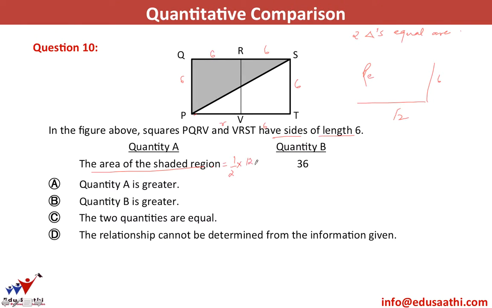Area of the rectangle would be length into width. So length into breadth is the area of the rectangle, and half of it will be this area. If I just do it, it is 36. And quantity B is also 36. So my answer will be that the two quantities turn out to be equal.